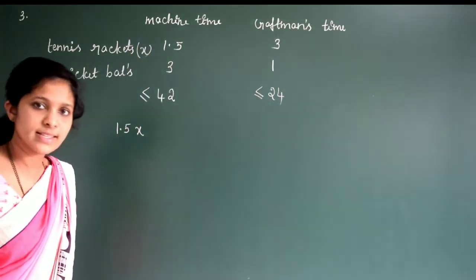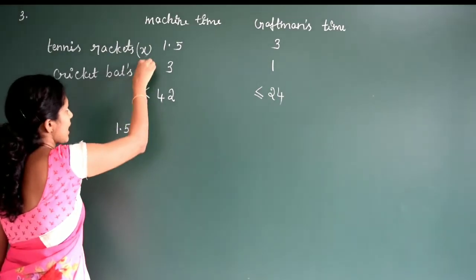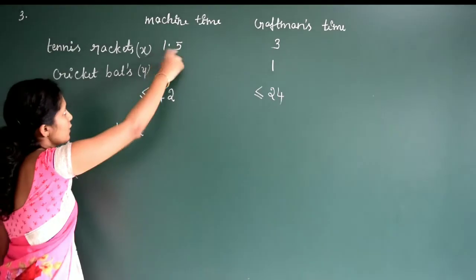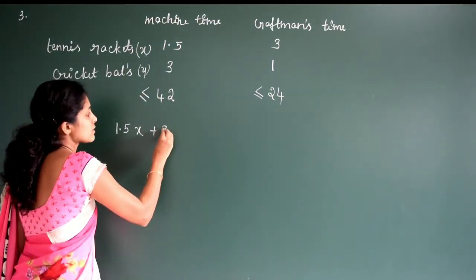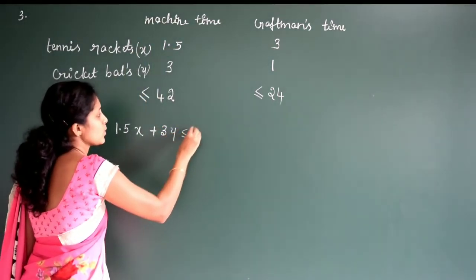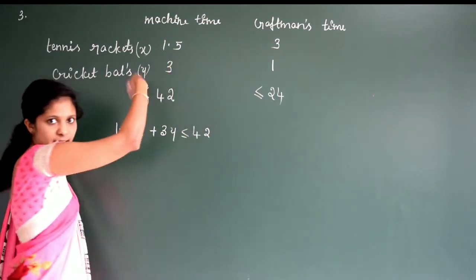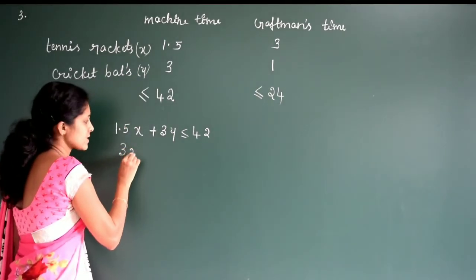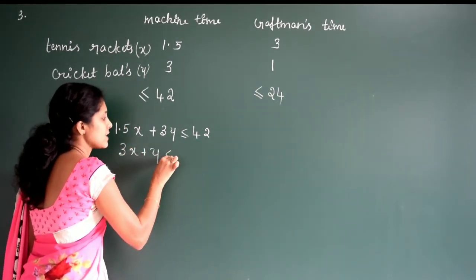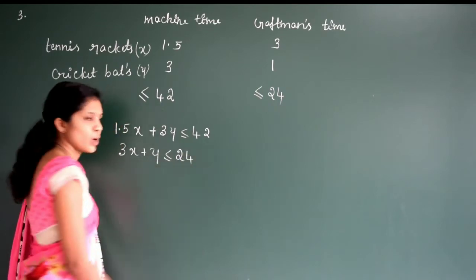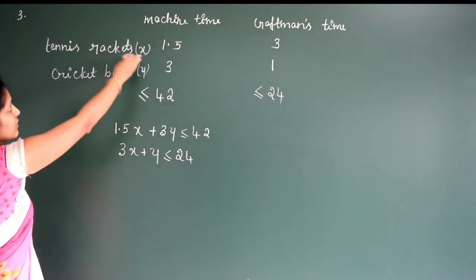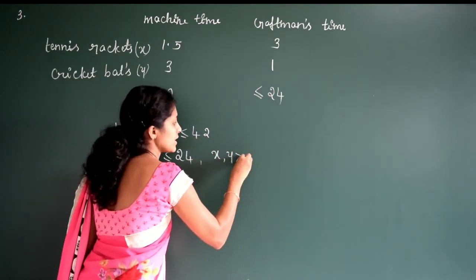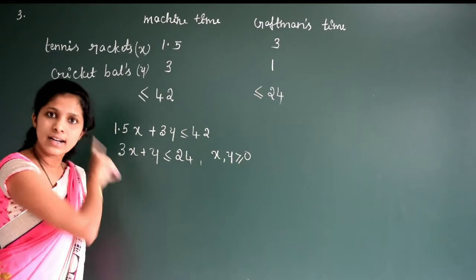Tennis rackets will be considered as x and cricket bats as y. By using these we will make an equation. So this will be 1.5x plus 3y is less than or equal to 42. Everything is in hours, right? So directly we can write the second one: 3x plus y is less than or equal to 24. We got two equations. Obviously x and y will be positive quantities, so x and y should be greater than or equal to 0. These are the constraints, right?